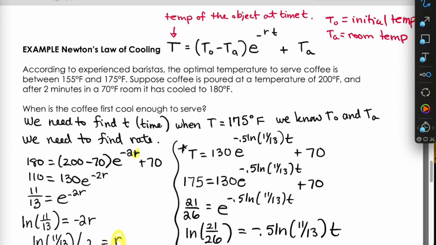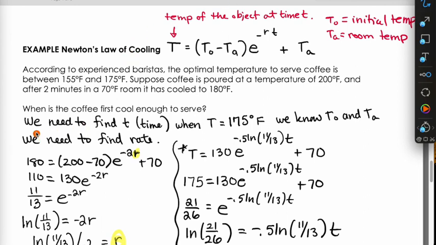It says, according to experienced baristas, the optimal temperature to serve coffee is between 155 degrees Fahrenheit and 175 degrees Fahrenheit. Suppose the coffee is poured at a temperature of 200 degrees Fahrenheit, and after 2 minutes in a 70 degree Fahrenheit room, it has cooled to 180 degrees. When is the coffee first cool enough to serve?